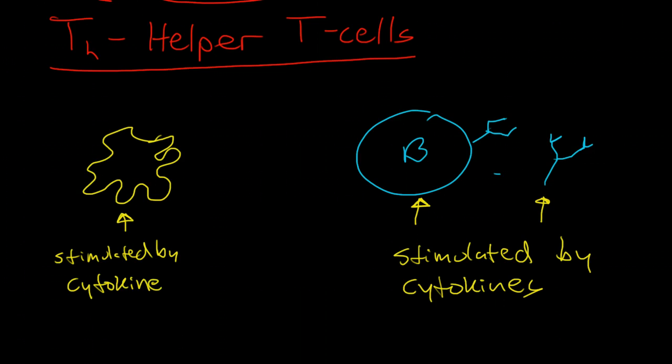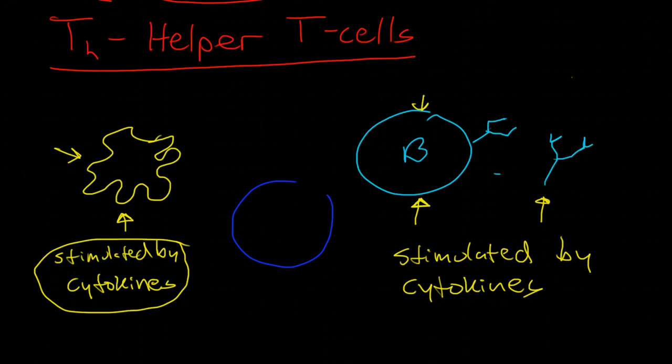So really, both branches play a central role. Without active macrophages, we have a very ineffective innate immune system, and without active B cells, we have a very ineffective adaptive immune system. So we have helper T cells here in the center that are very critical.